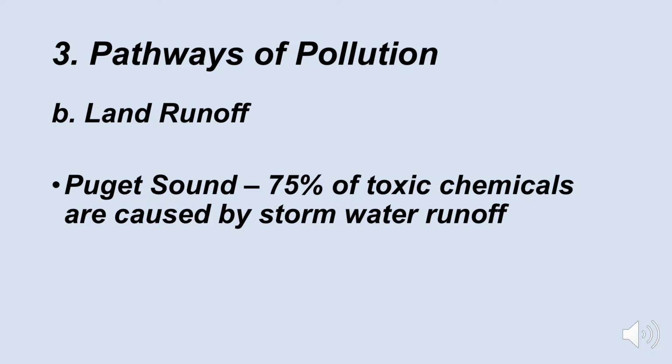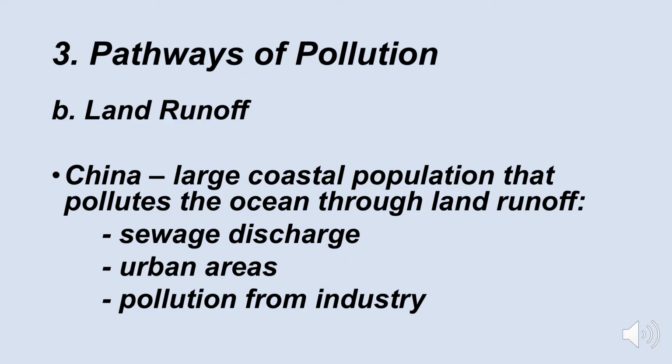We continue looking at some of this land runoff. Let's look at China. China has a huge coastal population, probably 500 to 600 million people that live along the coast in China, that pollutes the ocean directly through land runoff, through sewage discharge, huge urban areas, and a large industrial complex where the pollution from industry directly discharges into rivers and then into the ocean.